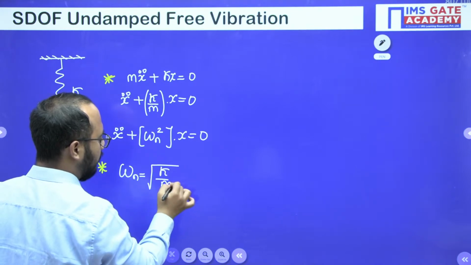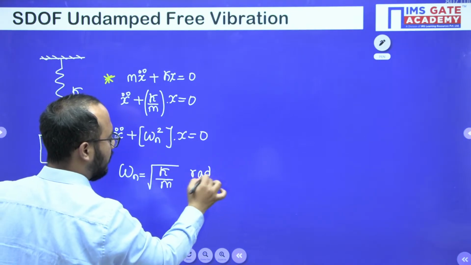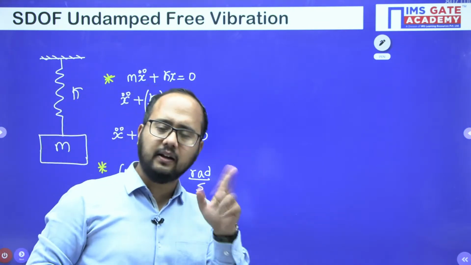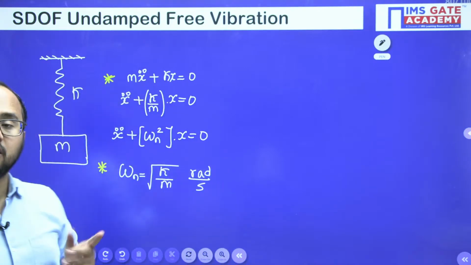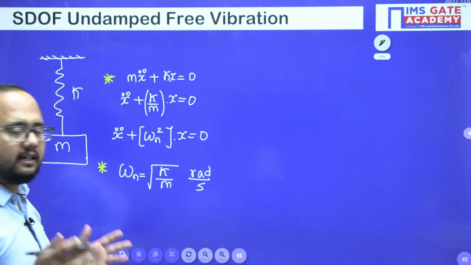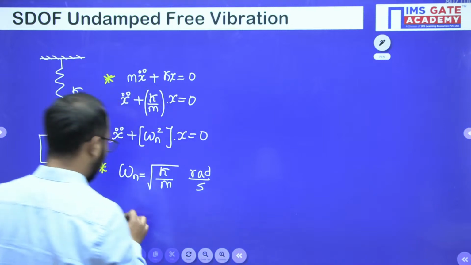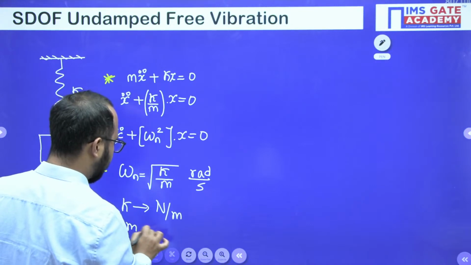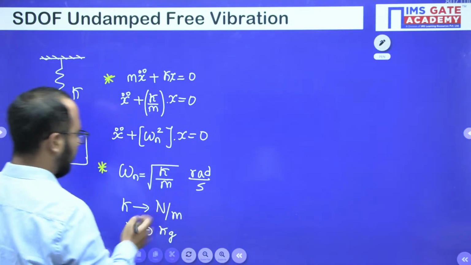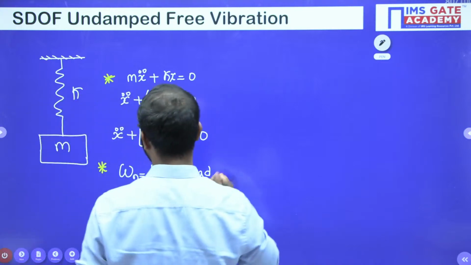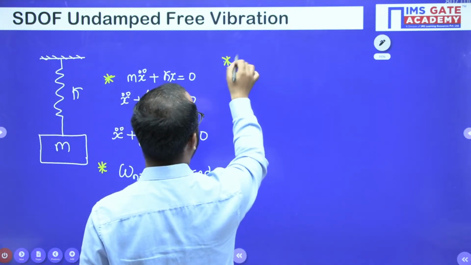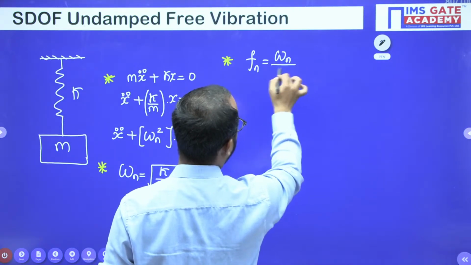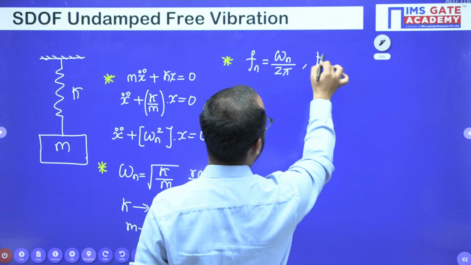What is the important thing that we need to take care of in this formula? We have to make sure that the value of K is in Newton per meter, but they will definitely give it in kilonewton per meter, Newton per mm, Newton per centimeter, like that. So I will mention here K unit Newton per meter, mass obviously kg. This has a unit of radian per second. You can also calculate the frequency in hertz using this formula.